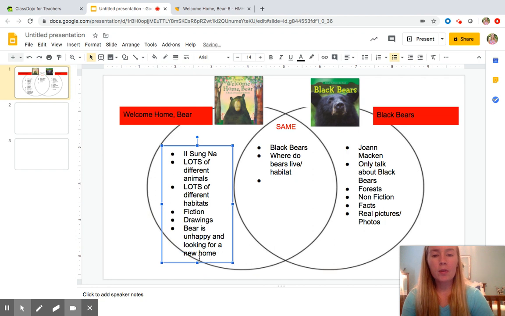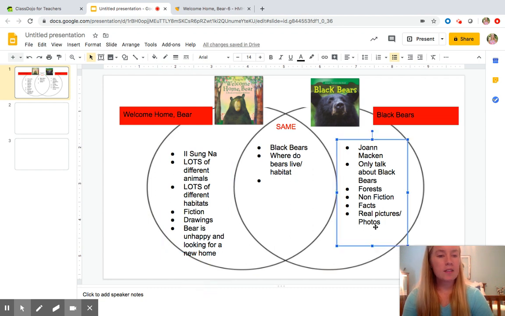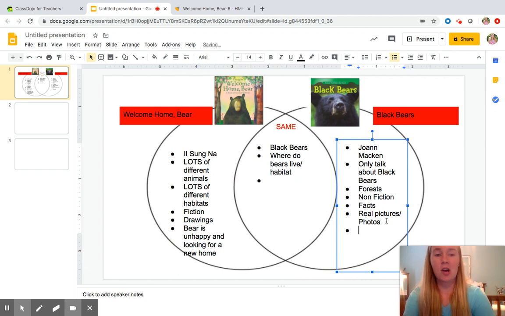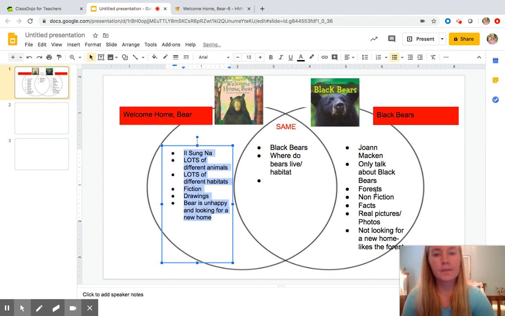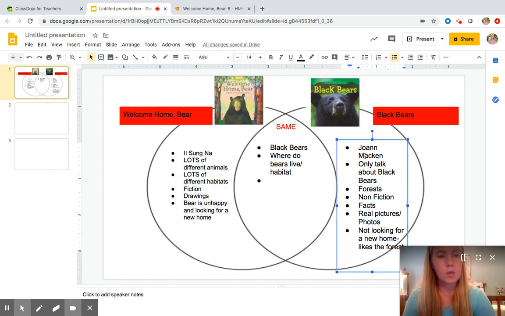But what about the bear in this story? Is the bear in this story looking for a new home? No. So we can put not looking for a new home. And the bear likes the what? The forest. Good job. Okay, so what else can we come up with? Let's make this a little bit smaller so I can add some more details because we're coming up with so much stuff.